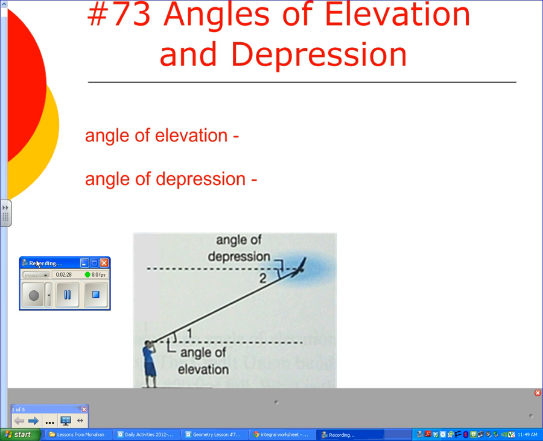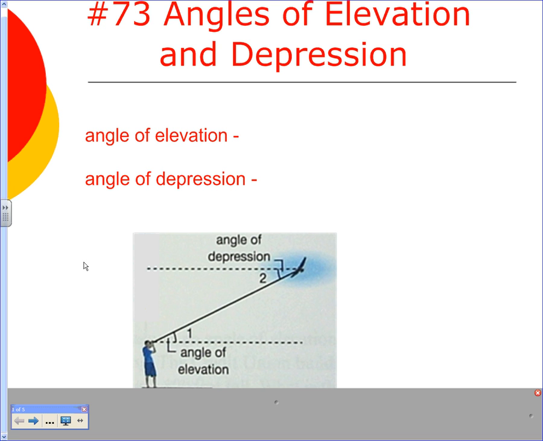Okay. A bird or someone on the top of a building or something, your horizontal line and your line of sight come from the same place, but you're looking down at something. Does that make sense? Yes. Any questions on that part? Okay.